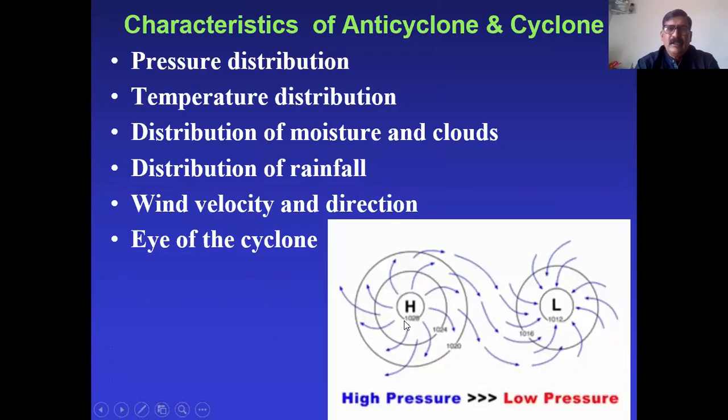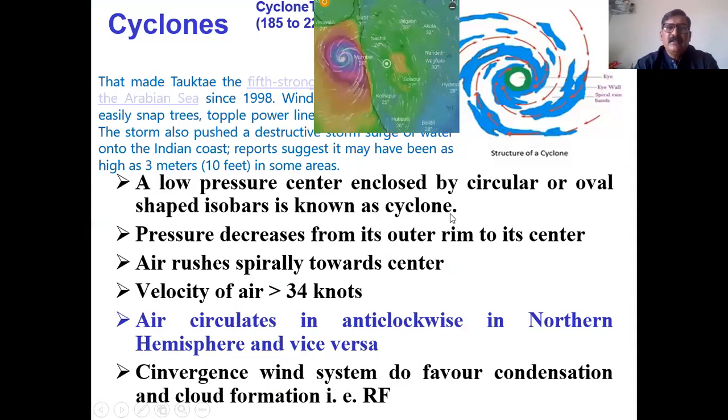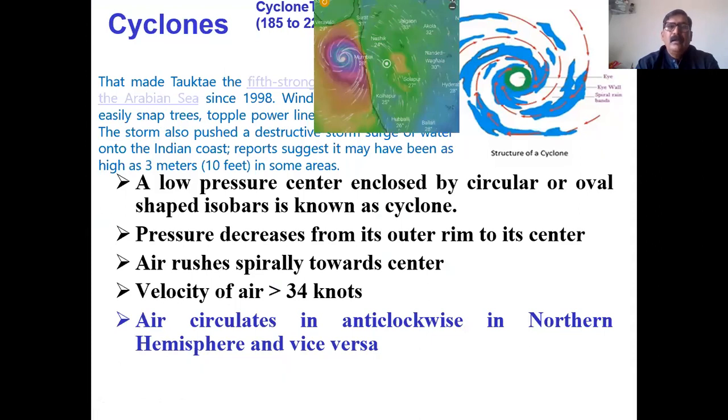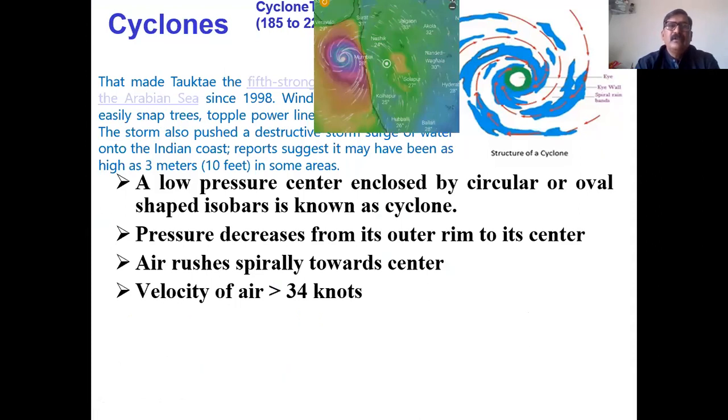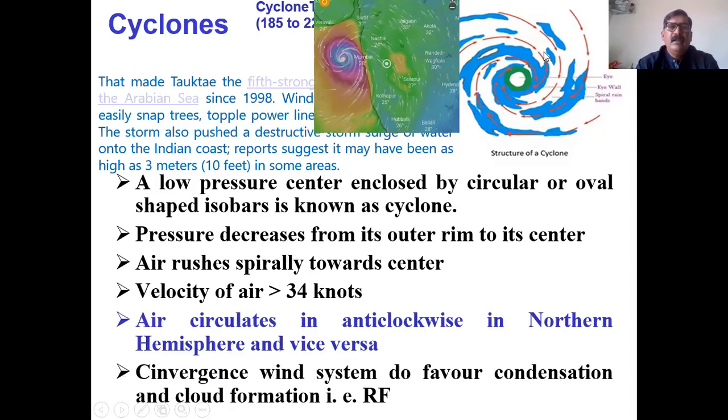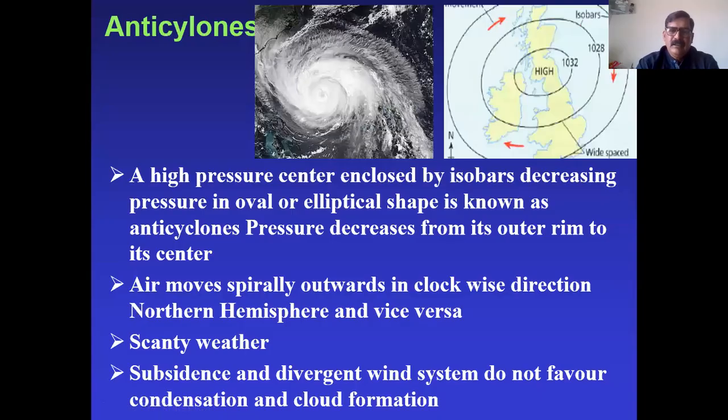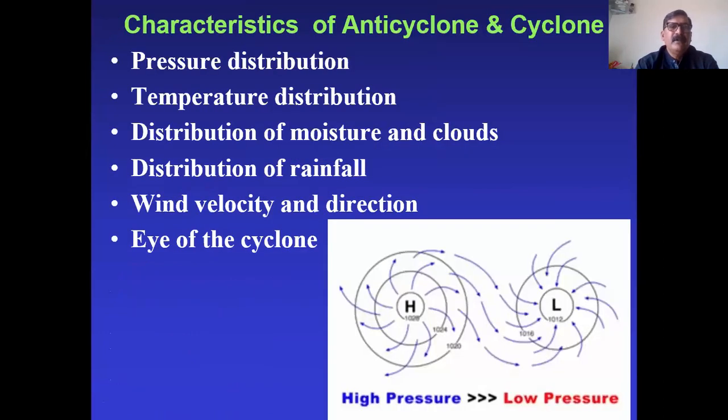So the cyclonic condition is responsible, useful for rainfall. In this area, all these blue areas show the chances of getting rainfall, and in the anticyclone there are chances of less rainfall.